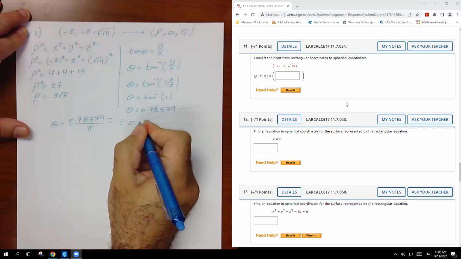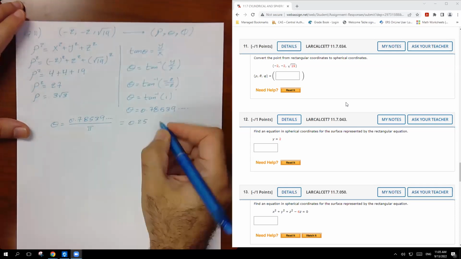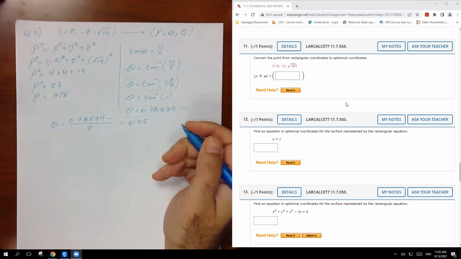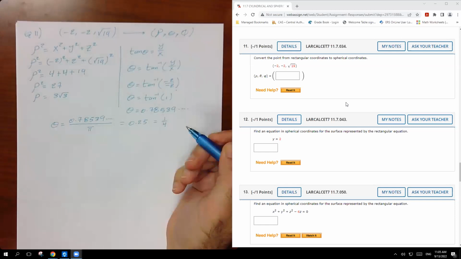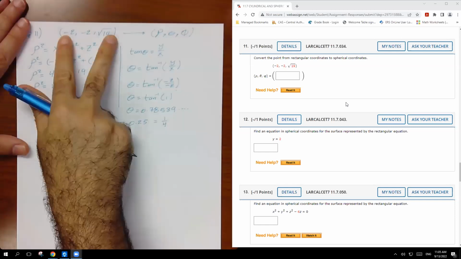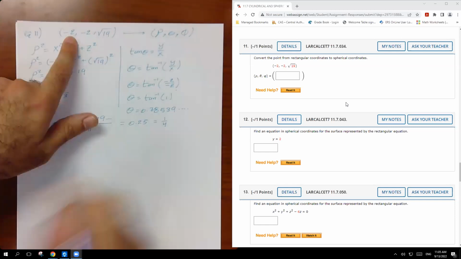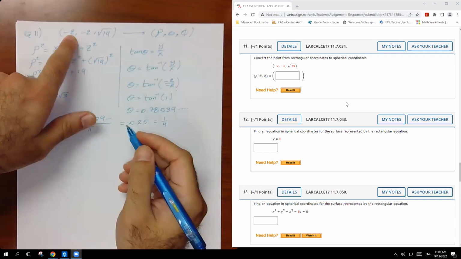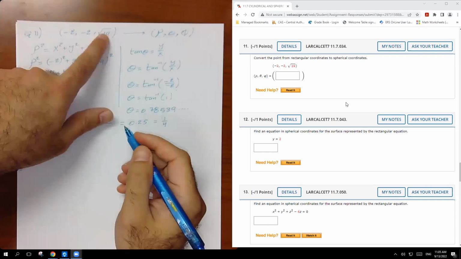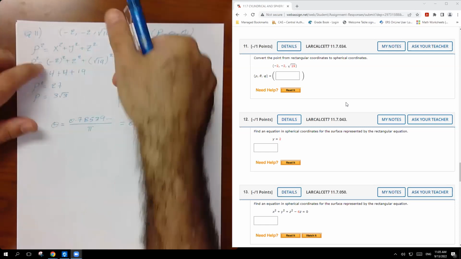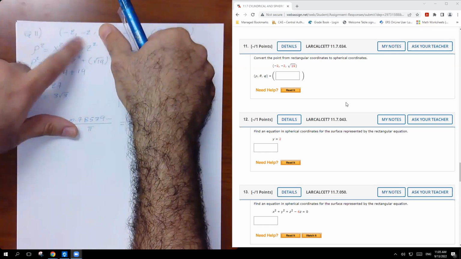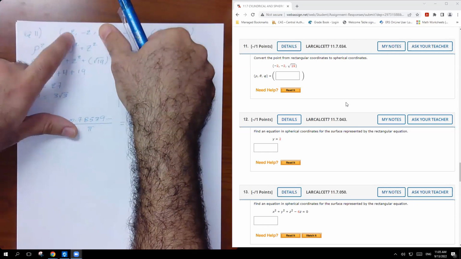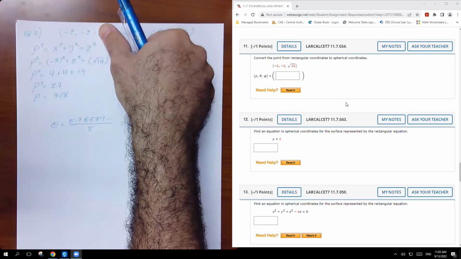But you have to be careful. That means you're going to say theta is pi over 4, which is right. This is equal to 1 over 4. But you have to be careful. If you look at this point, x is negative, y is negative, z is positive. That means if you look at xy, it's in the third quarter, because x and y are negative, and z is going to be positive.